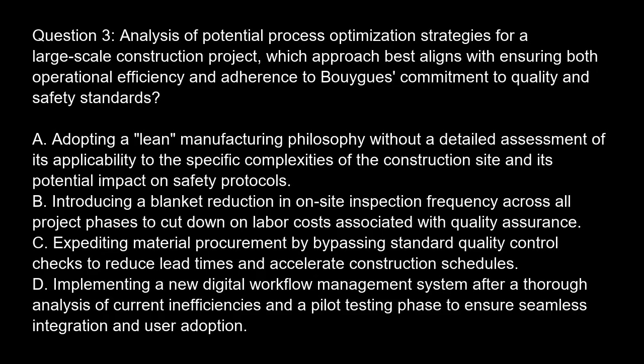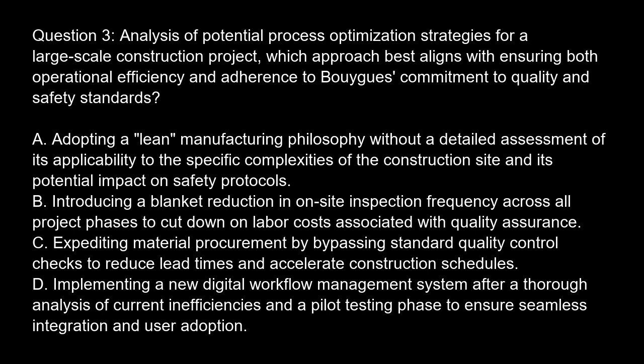Question 3. Analysis of potential process optimization strategies for a large-scale construction project. Which approach best aligns with ensuring both operational efficiency and adherence to Bouygues' commitment to quality and safety standards? Option A. Adopting a lean manufacturing philosophy without a detailed assessment of its applicability to the specific complexities of the construction site and its potential impact on safety protocols. Option B. Introducing a blanket reduction in on-site inspection frequency across all project phases to cut down on labor costs associated with quality assurance.